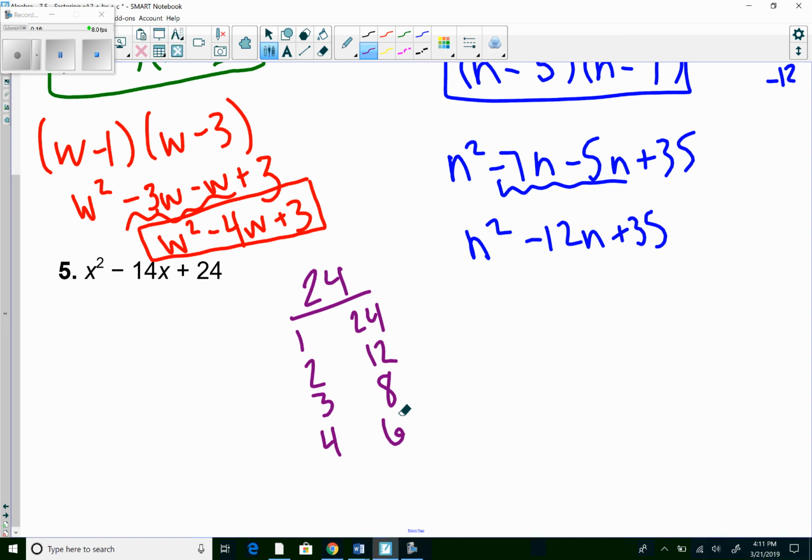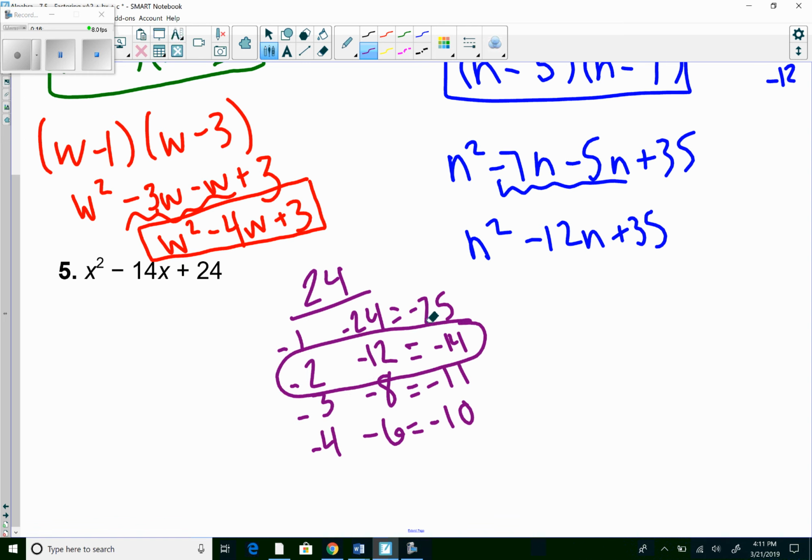Okay, so now we got a big decision. We know that these are all negative. When I add them together, I get negative 25 here. Down on the bottom, I'm going to get negative 10. That's going to be negative 11. Okay, here we go. Negative 14 right here. These are the winners.